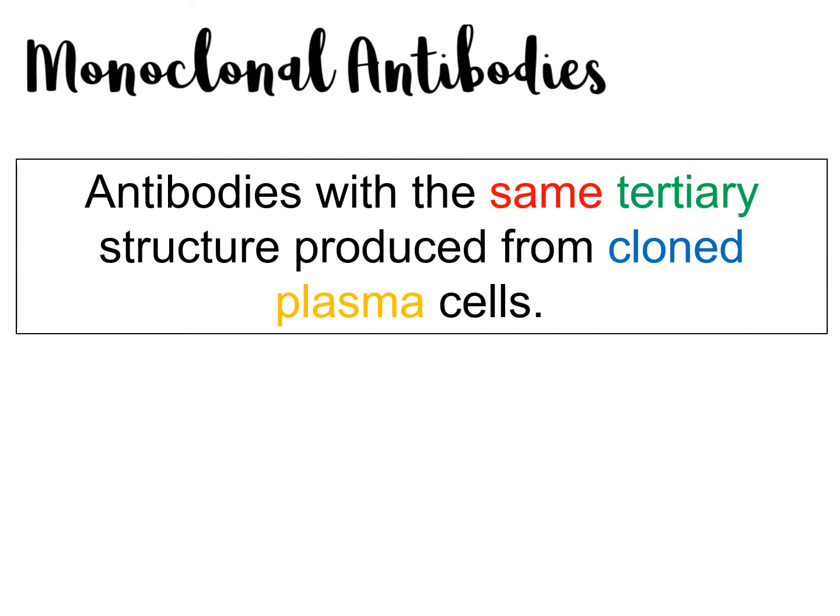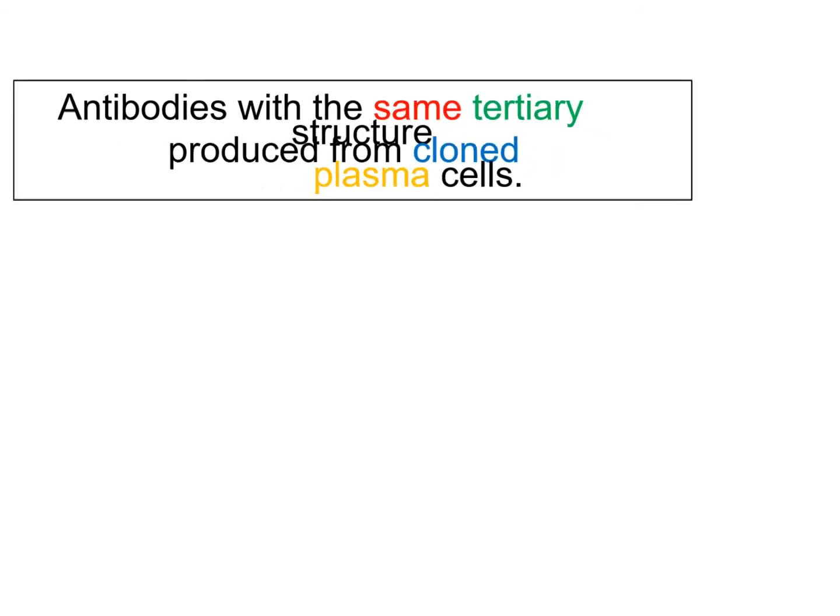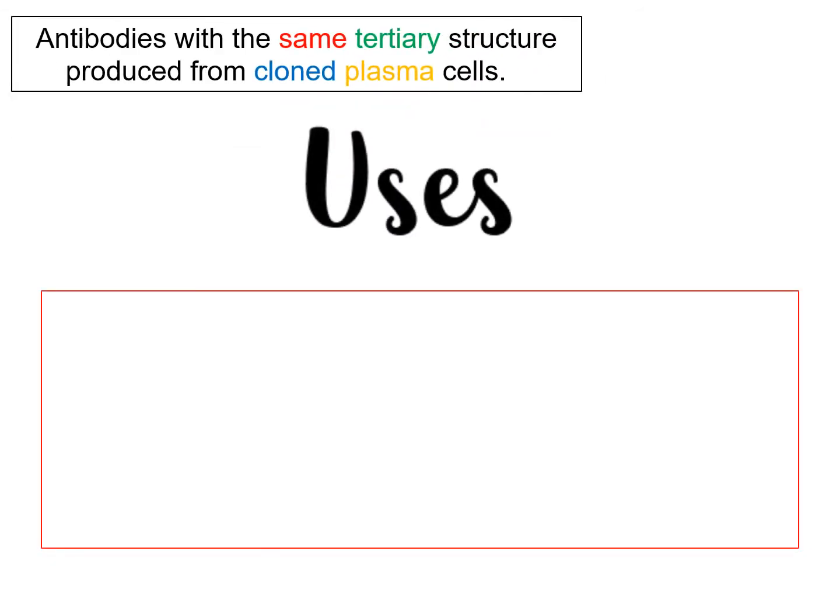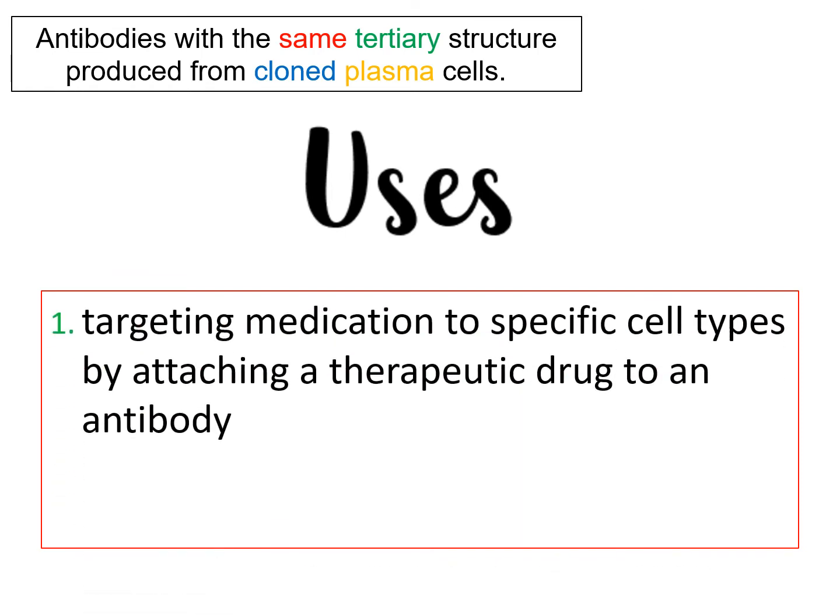Monoclonal antibodies are antibodies with the same tertiary structure and antibodies which are produced from identical plasma cells. You need to know the uses of monoclonal antibodies, and those are for the treatment of diseases such as cancer by targeting drugs to those cancer cells, or for medical diagnosis.